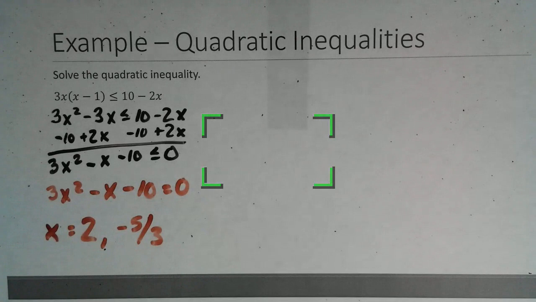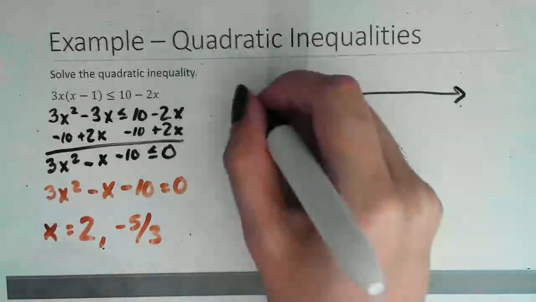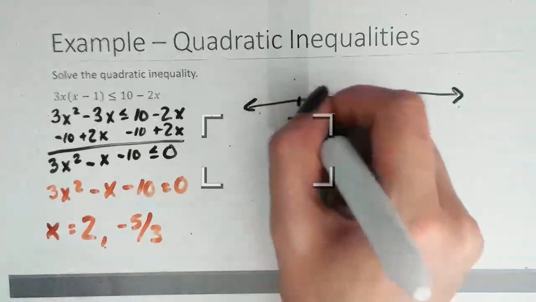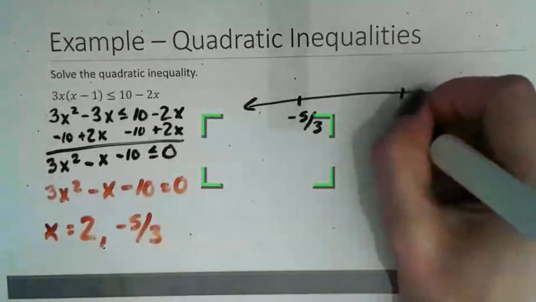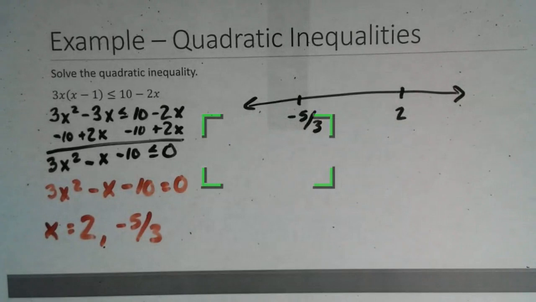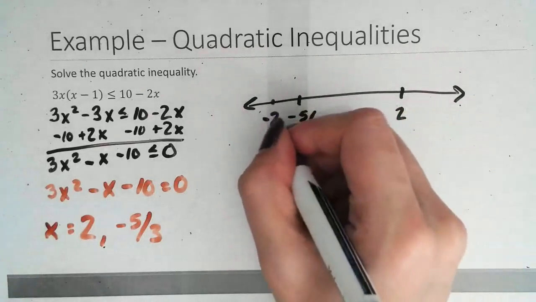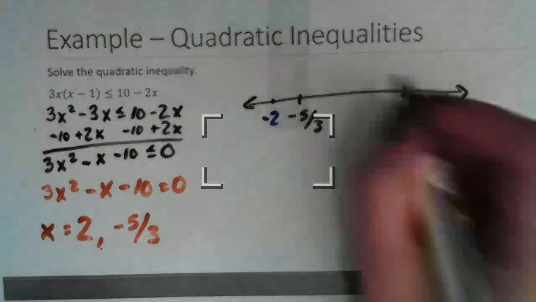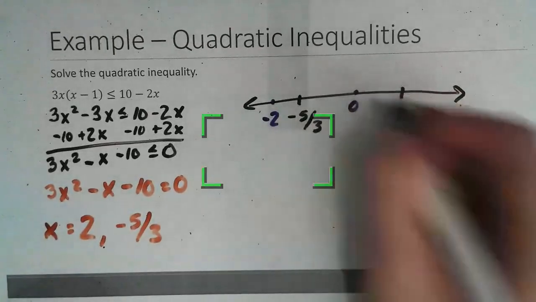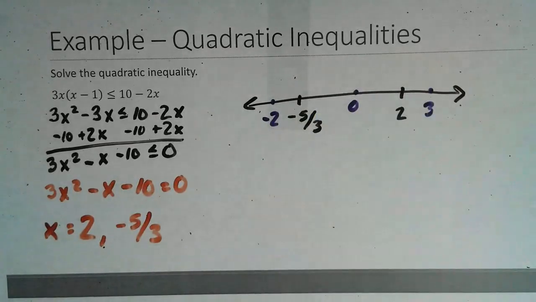Once I have those values, I can go ahead and put them on my number line. So negative 5/3 and a positive 2. I need a test value in each region. So something smaller than a negative 5/3 could be negative 2. Something between negative 5/3 and positive 2, I'll use 0. And something greater than 2, I'll use 3.